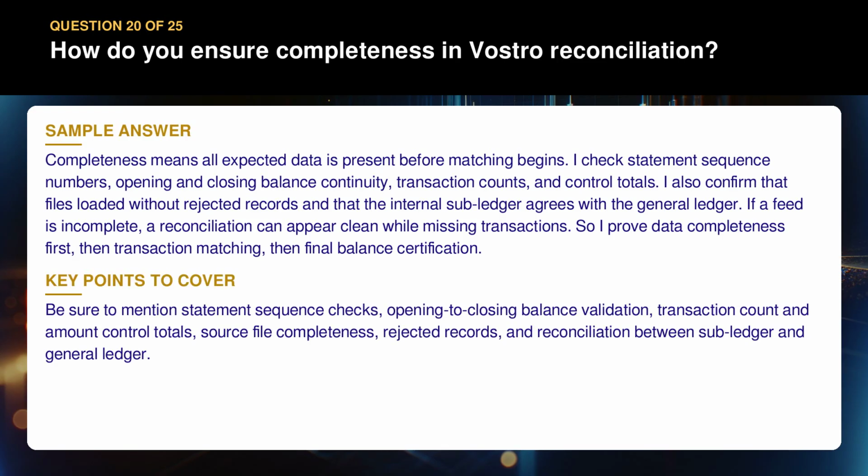Be sure to mention statement sequence checks, opening to closing balance validation, transaction count and amount control totals, source file completeness, rejected records, and reconciliation between subledger and general ledger.